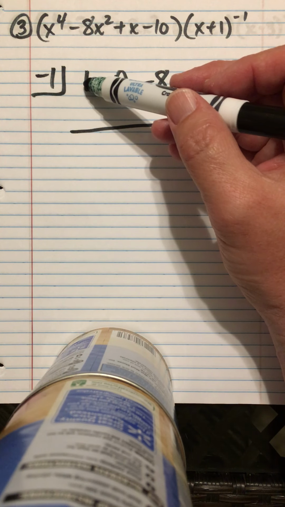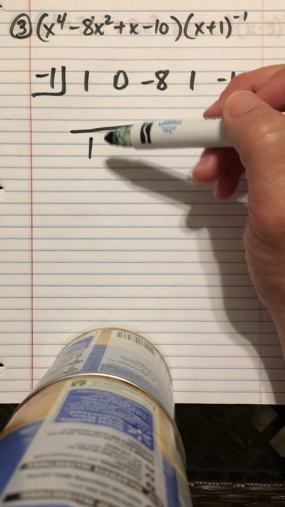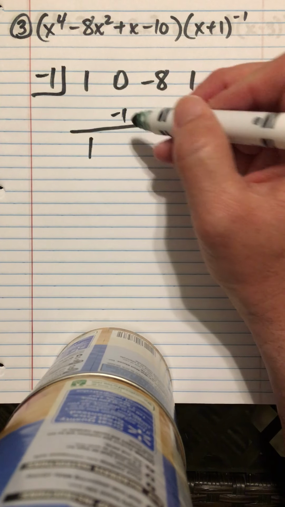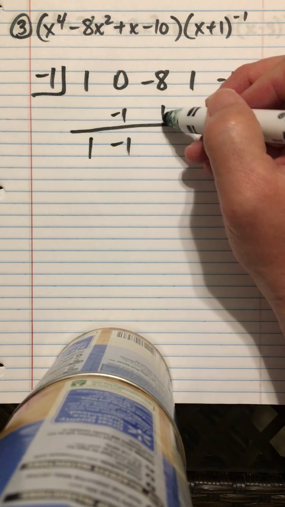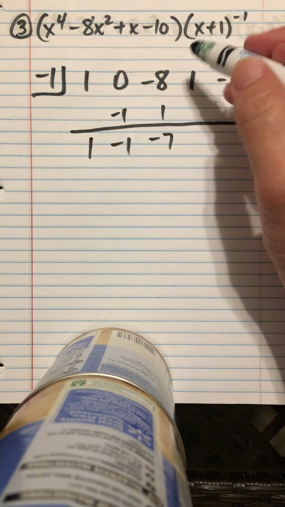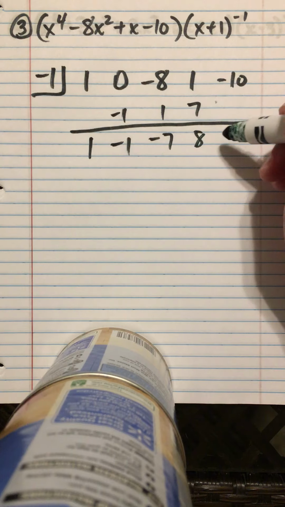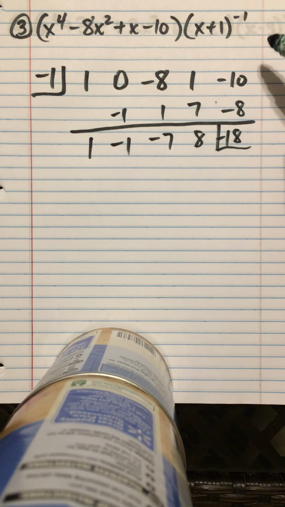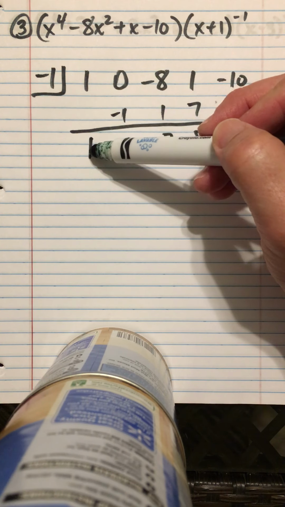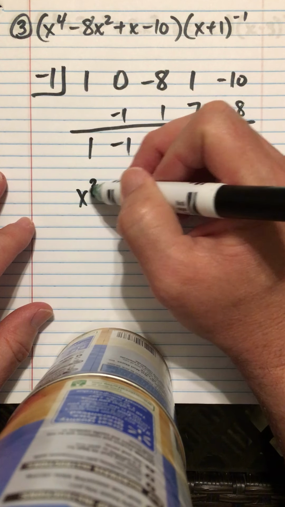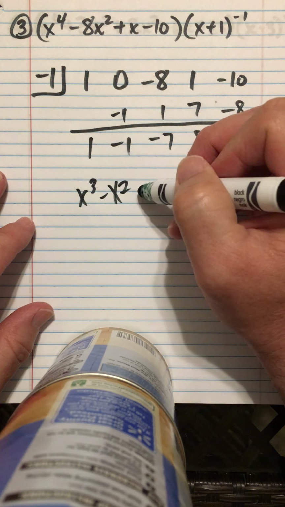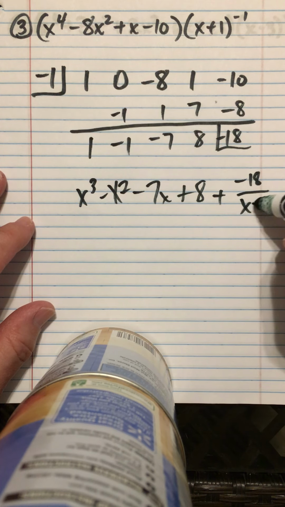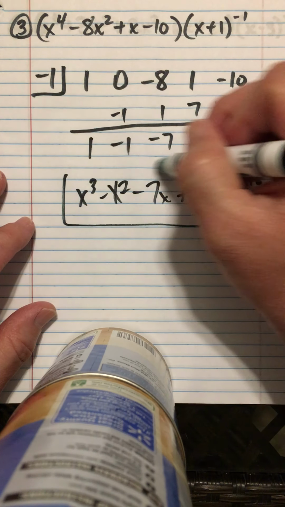Now, the way this works is always take the front coefficient and drop it below the line to start the process. Anything below the line gets multiplied times the box for the next column. -1 times -1 is 1, and add the columns. -7 times -1 is 7, add the columns. 8 times -1 is -8, and add gives you a -18. Since this was x to the 4th, that goes in front of x to the 3rd. So it's 1x to the 3rd minus 1x squared minus 7x plus 8, and my remainder goes over what I was dividing by. And there's my answer.